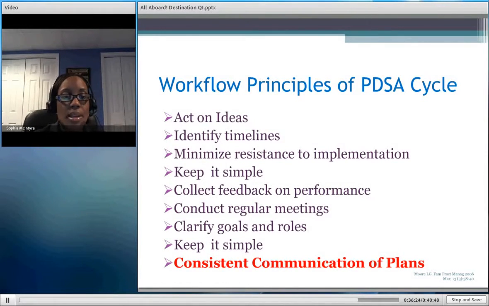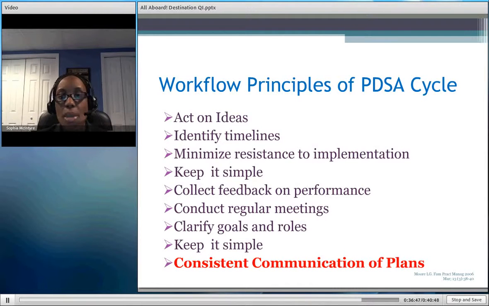During these meetings, you should be clarifying the goals and the roles of each individual as they are participating in this process. And again, keep it simple, because I can't stress enough that it's important to keep it simple. And lastly, as part of your workflow, again, consistent communication.